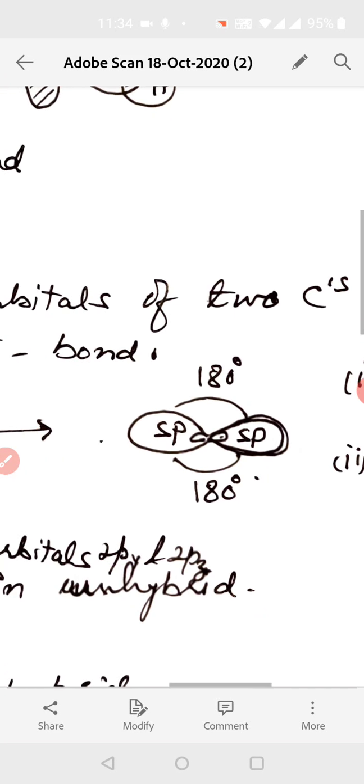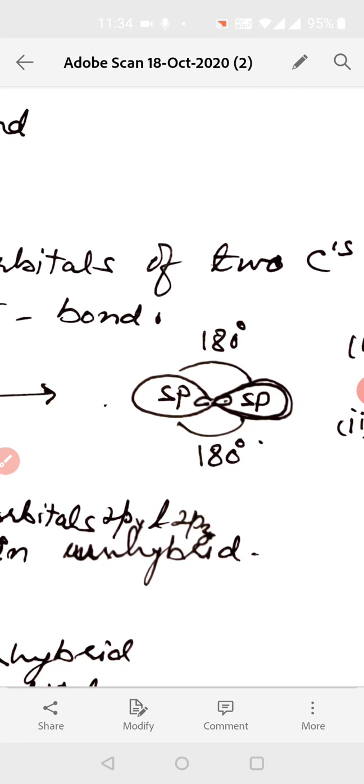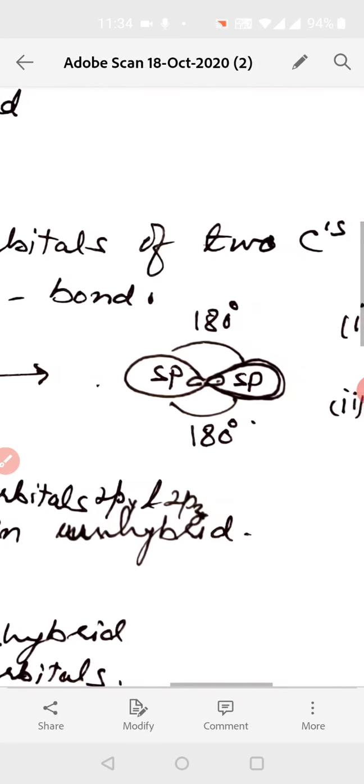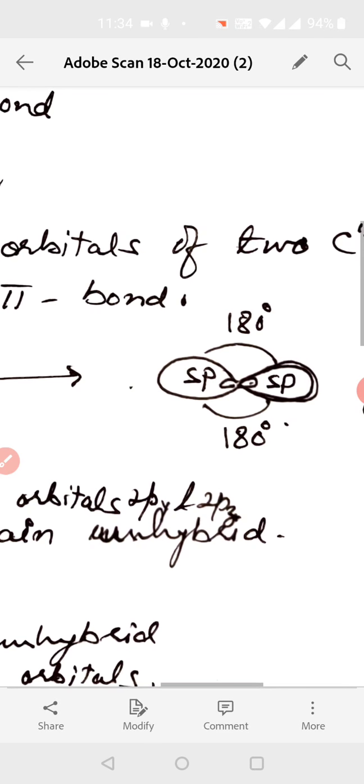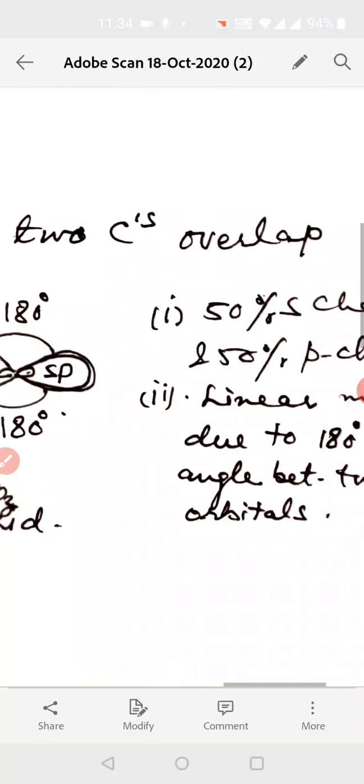is 180 degrees. In case of sp2 hybridization, the hydrogen carbon hydrogen bond, or hydrogen carbon carbon bond, all bond angles were 120 degrees. But here in case of sp hybridization, the bond angle is 180. So the molecule formed would be linear because this set has 2 lobes on opposite sides.